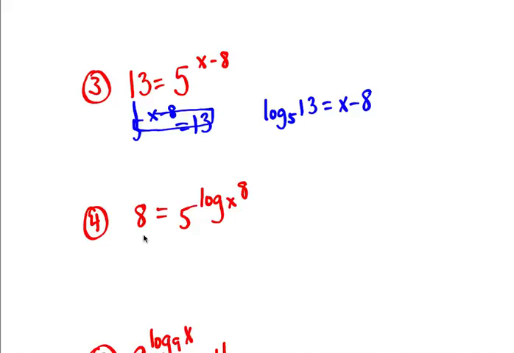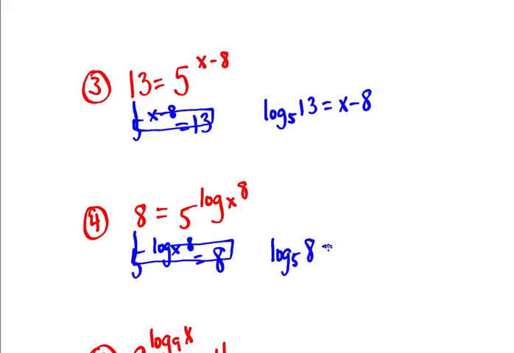Here's another one. You would have 5 to the log base x of 8 equals 8. So here was the exponent, so I'm going to put that to the left side. Now let's make our L. So we would have L to go to the 5, 8, and then loop back around. So we'd have log base 5 of 8 equals log base x of 8.